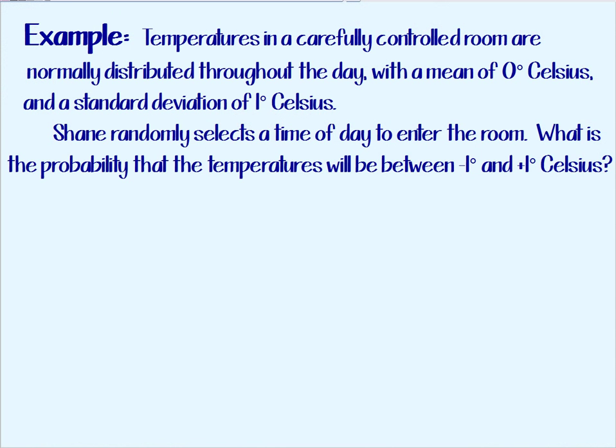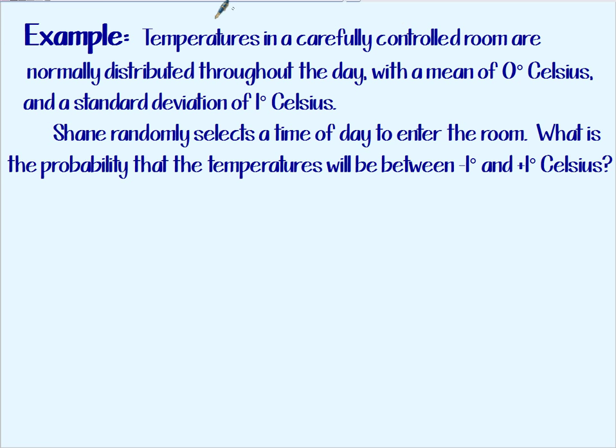So let me show you a little bit about what we do with the normal curve. Let's say that we have a temperature controlled room. In this particular carefully controlled room, the temperatures are normally distributed throughout the day. They have a mean of 0 degrees Celsius and a standard deviation of 1 degree Celsius. Shane is going to randomly select a time of day to enter the room, and we want to know the probability that the temperature is going to be between -1 degree and +1 degree Celsius.